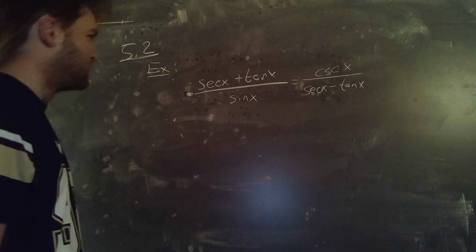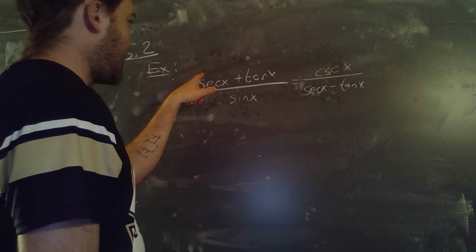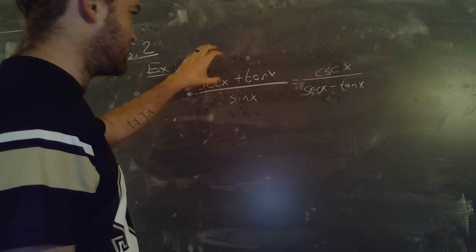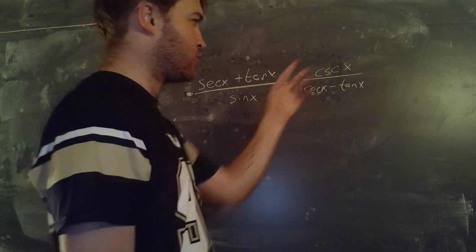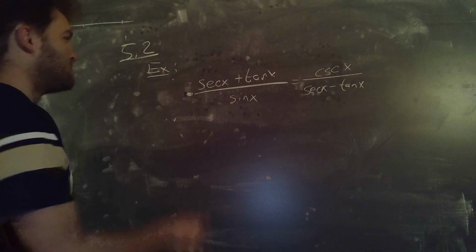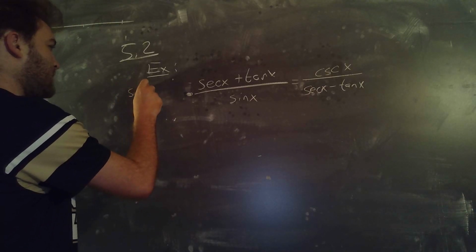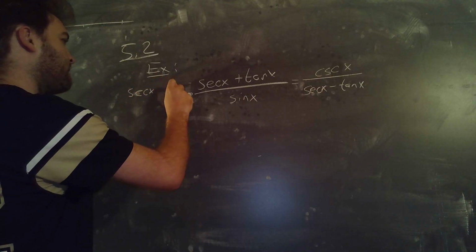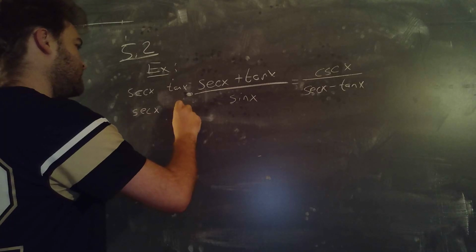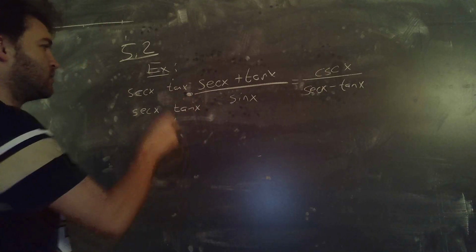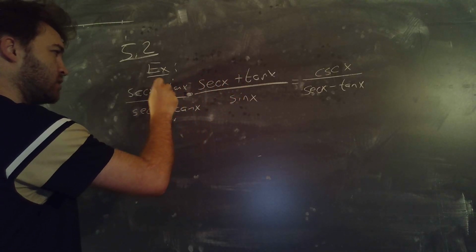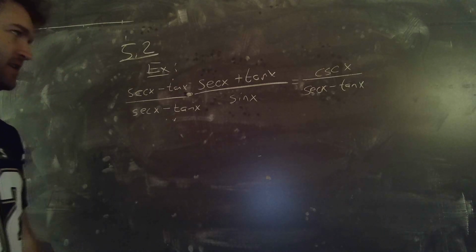So the conjugate is very, very simple. We just take the additive part, which is either the secant plus tangent, or if we're working with the right-hand side, it's the secant minus tangent. And we multiply by the same thing, top and bottom, with the added thing that we're going to change the symbol. So if this one is a plus tangent x, we're going to multiply by minus tangent x.